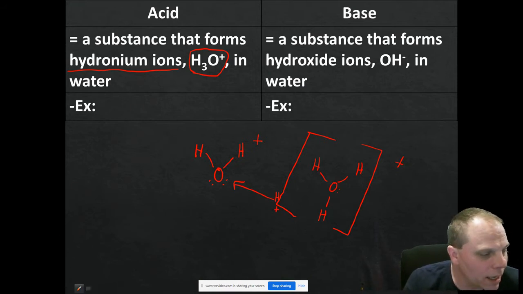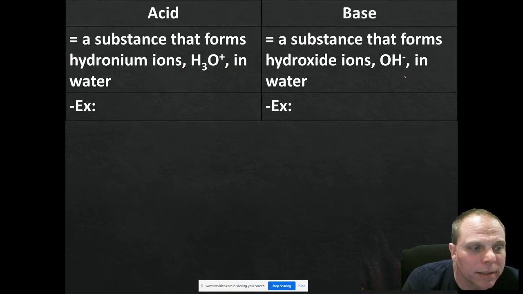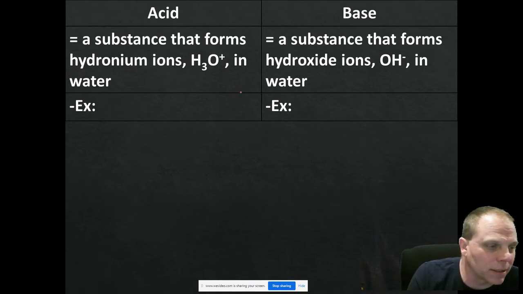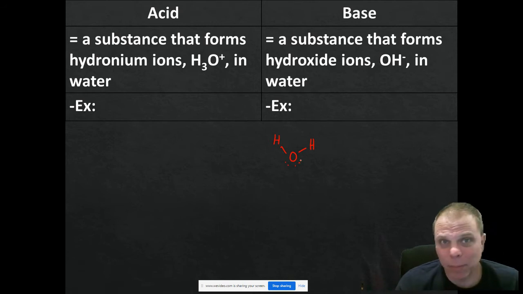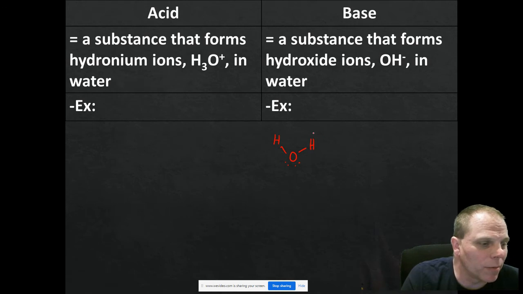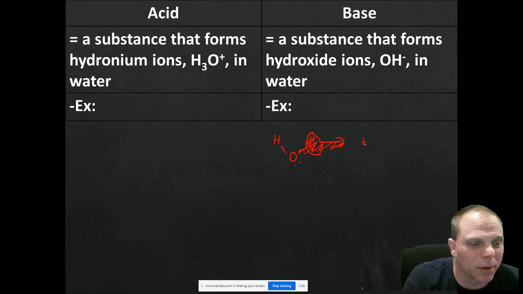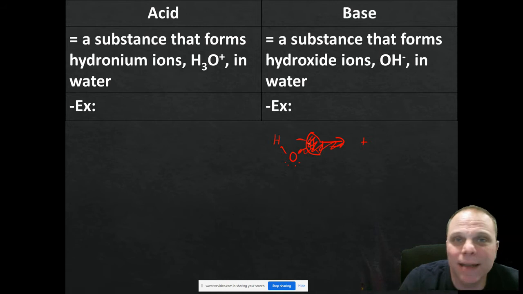So what is a hydroxide ion? If we look over there at the base, we can see that it's a substance that forms hydroxide ions in water. And a hydroxide ion is, believe it or not, here's water again, the same little molecule we were just looking at. If one of those hydrogens gets pulled away from the water molecule, then what you end up having is what's left over, which is the hydroxide ion. Because it lost a little proton, this whole thing now has a slightly negative charge.